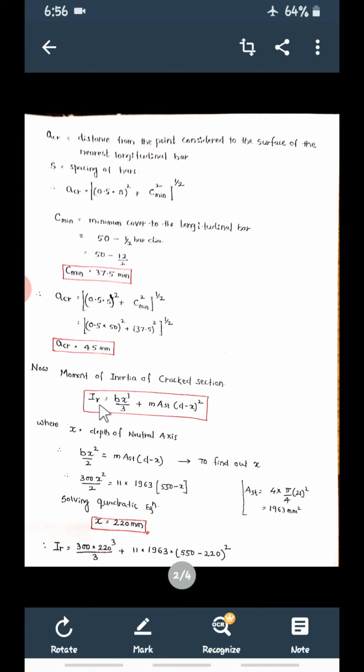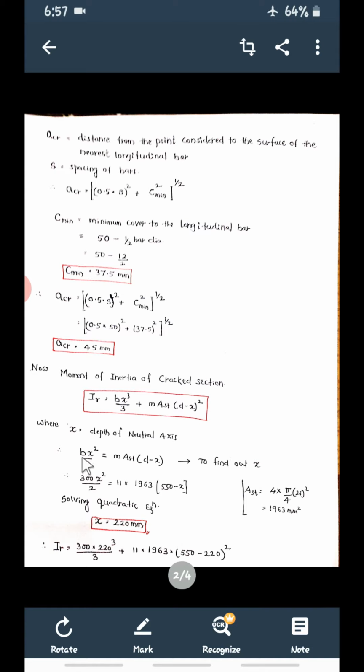So Icr is equal to bx cube by 3 plus small m, that is modular ratio, Ast, d minus x square. Okay, so if you want to calculate Icr, x first we have to calculate, that is neutral axis depth. So how will we calculate x? x is the depth of neutral axis. So from this equation, that is bx square by 2 is equal to m into Ast into d minus x, this formula we are going to use to find out x.